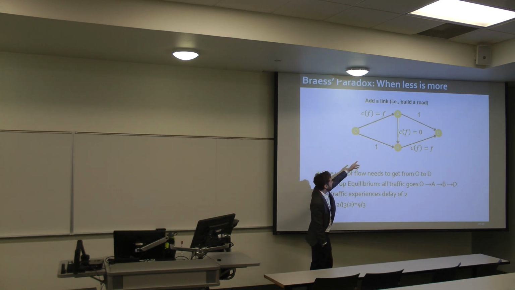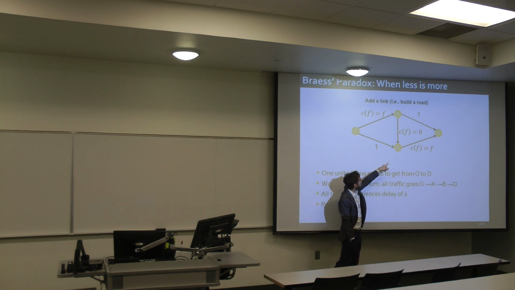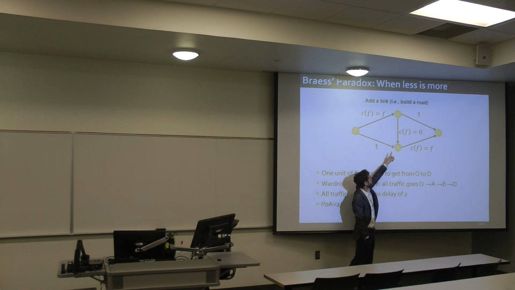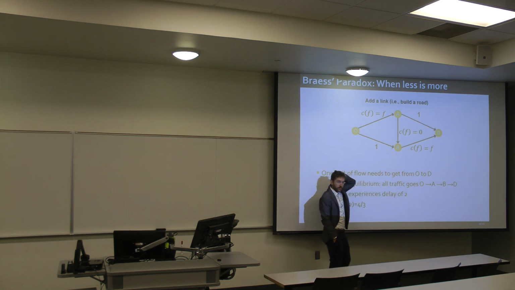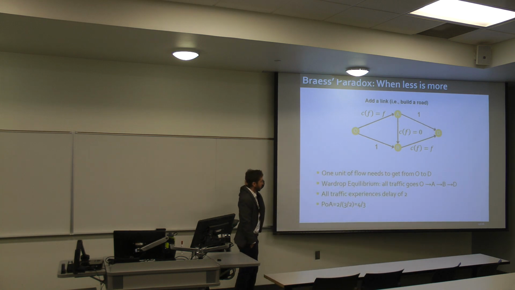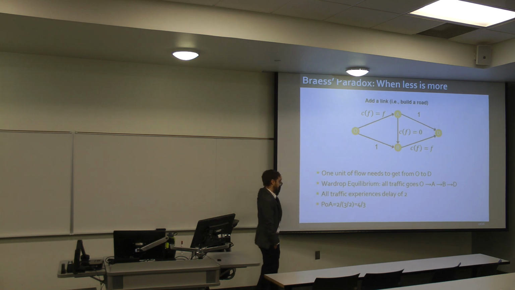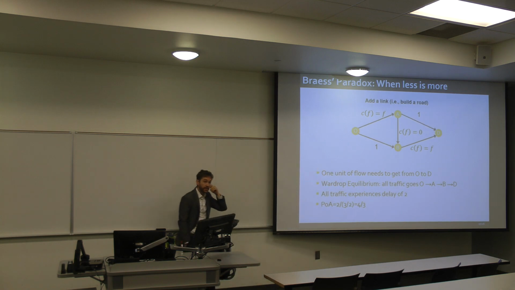Now you have a choice. You can either teleport to node B and then go to node D with cost F, or you can stay at A and go to node D with cost 1. Or you can do the same thing you did at the origin. You're going to teleport to B and take the link with cost F, right? So if you go through this process, what you're going to find is the Wardrop equilibrium in this case is to go from origin to A to B to D. All traffic is going to do that. All traffic is going to experience a delay of 2 now, right?